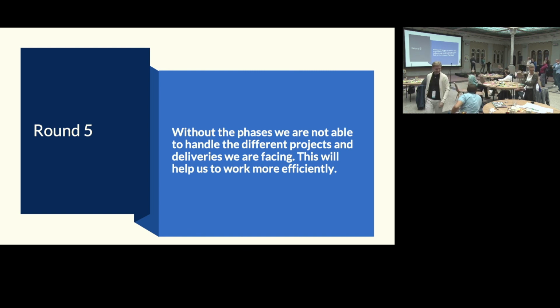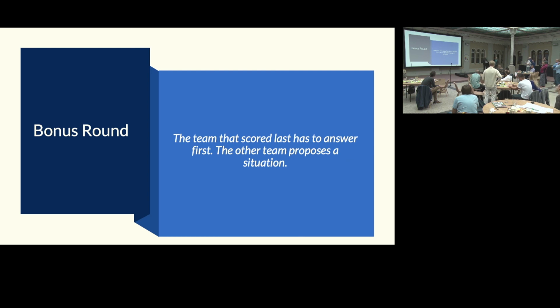So we actually decided to give that point to Team Green. And it's actually worth 2 points. So we actually have a tie. If only I would have thought of that. So, since we have a tie, the team that scored last has to answer first, so that would be you. And the other team, Team Blue, you have to propose a situation from your own experience. And to think about that, you have 2 minutes.